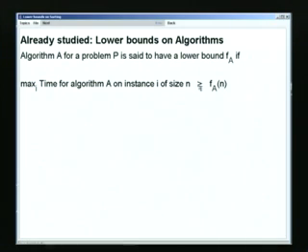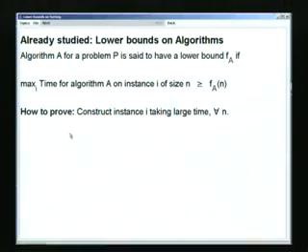Now, of course, it is customary to say that this inequality holds only for large enough n. So, there is actually a clause over here which says for all n greater than n naught, where n naught is some number. Okay. But let us not worry about too many technicalities right now.